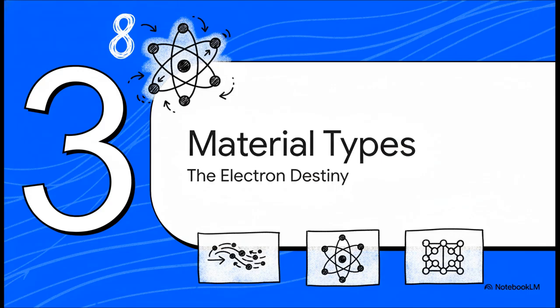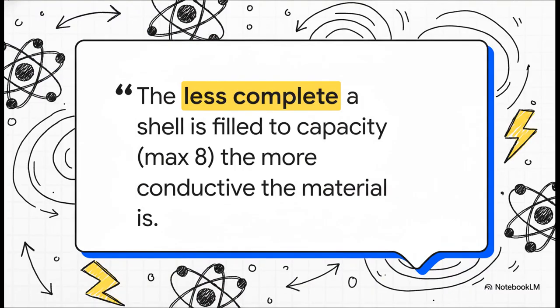So now that we know about this magic number 8, we can actually start sorting materials. All materials. It just depends on two things: how many valence electrons they have, and what they're willing to do to get to that stable number 8. This lets us put everything neatly into one of 3 buckets. And here's the golden rule of conductivity, right here.